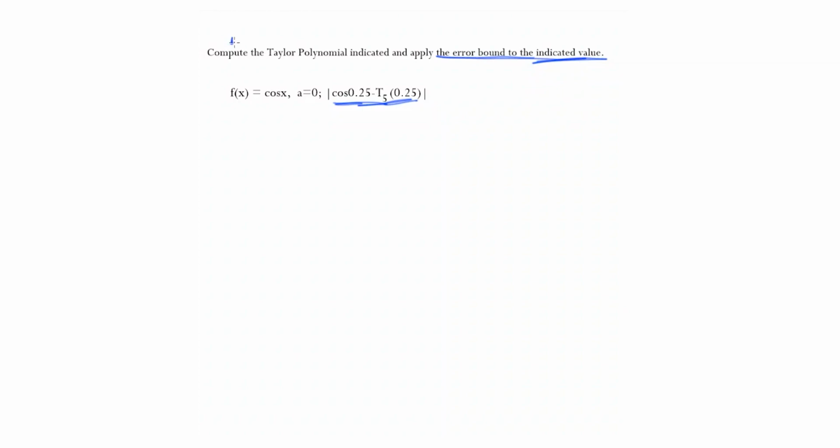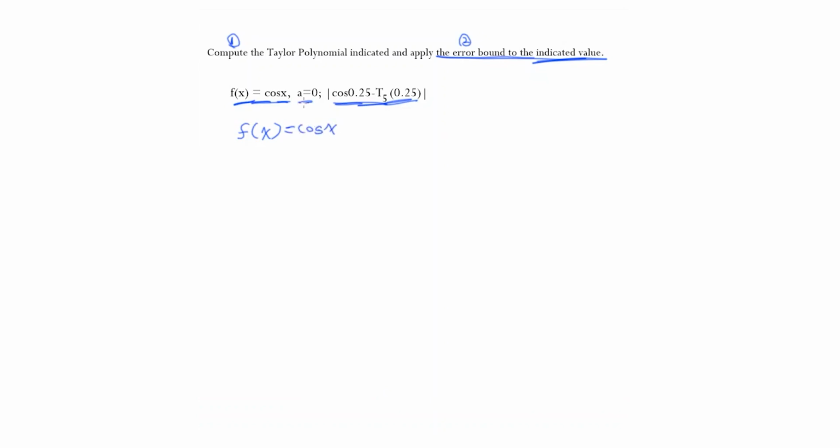So there are two parts to this. One is compute the Taylor polynomial indicated, and the second one is to apply the error bound. So let's take this linearly and first compute the Taylor polynomial. They give us the function they want us to compute the Taylor polynomial of. Basically, we're going to take the function itself and then take all of its derivatives and then add them all together. You'll learn how to sum this up to infinity when you do Taylor series, but not when you do Taylor polynomials.